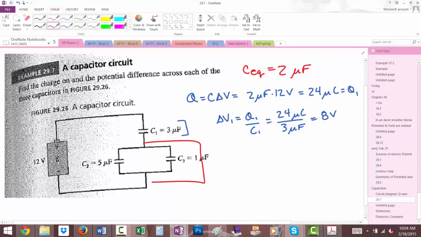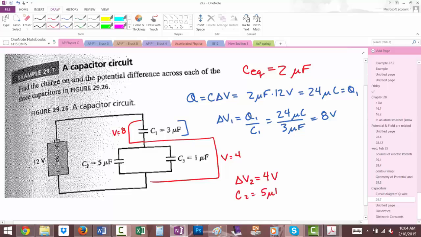4. So this has a voltage of 8, so that means this one has to have a voltage of 4. If you know that has a voltage of 4, so delta V for 2 equals 4 volts, and you know C for 2 is 5 microfarads, so Q for number 2 is going to be 5 microfarads times 4 volts gives you 20 microcoulombs.